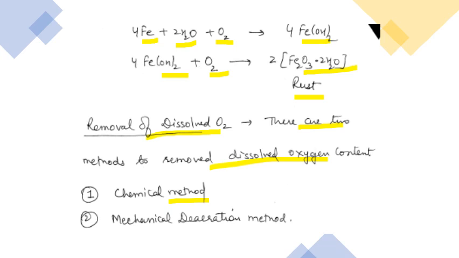And the next method is the mechanical deaeration method. This method is used to remove the dissolved gases, the oxygen as well as the carbon dioxide, because both the gases are the main cause for the boiler corrosion. So the mechanical deaeration method is used to remove the dissolved oxygen as well as the carbon dioxide gas from the water.